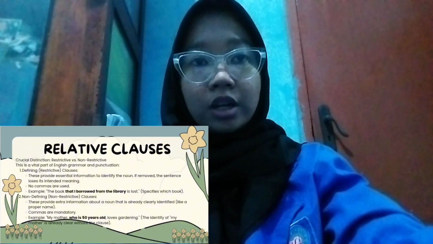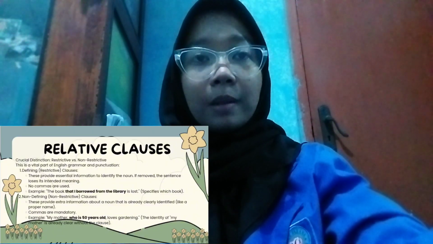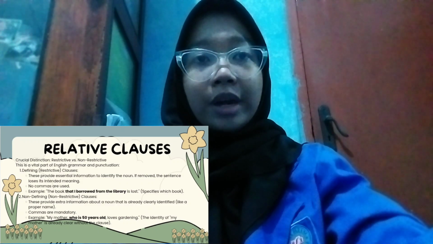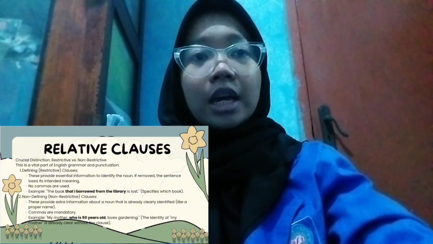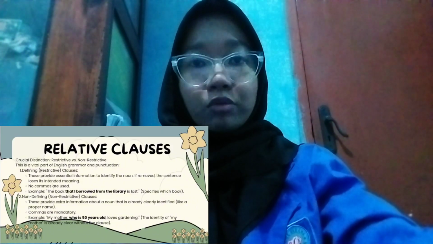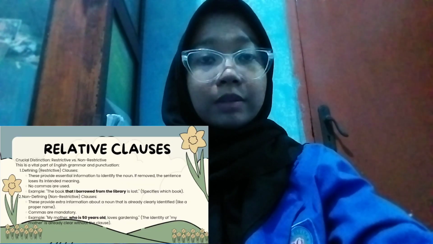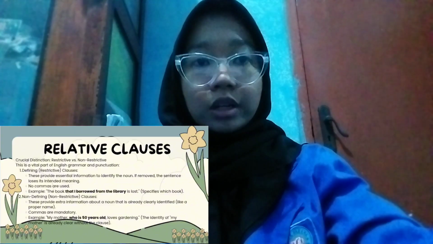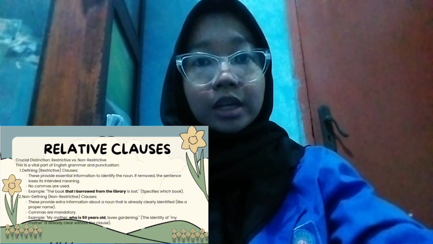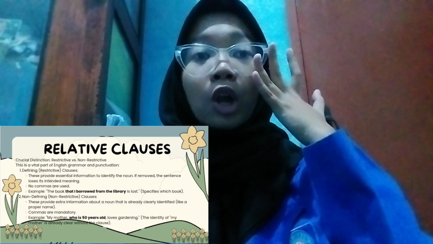Crucial distinction. Restrictive versus non-restrictive. This is a vital part of English grammar and punctuation. Number 1. Defining restrictive clauses. These provide essential information to identify the noun. If removed, the sentence loses its intended meaning. No commas are used. Example: the book that I borrowed from the library is lost. It specifies which book.